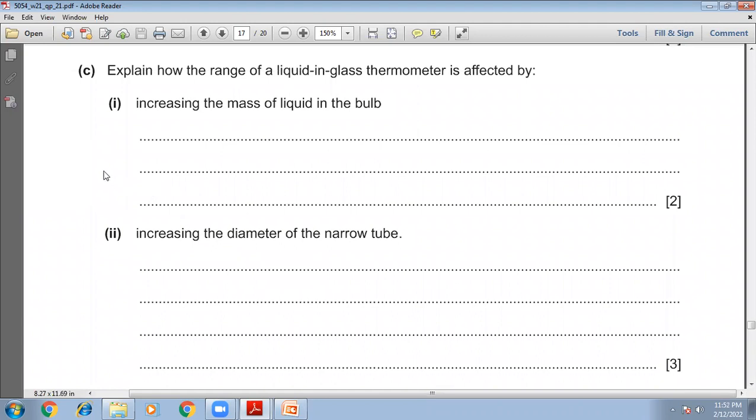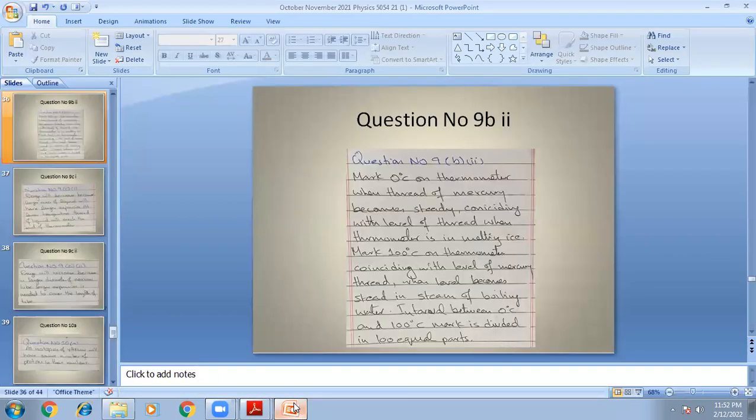Explain how the range of a liquid in glass thermometer is affected by increasing the mass of the liquid in the bulb. You see, if you increase the mass of the liquid in the bulb, so what will happen? Larger mass of the liquid will have larger expansion for the same rise of the temperature. So because now the liquid will be expanding more, at a lower temperature the liquid will expand so much that the liquid thread, the mercury thread, will reach the end of the thermometer. So the range of the thermometer will decrease. So let me read my answer to you, and here we go.